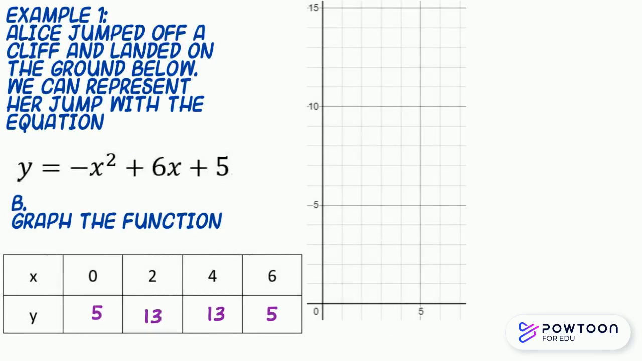Moving on to part B, we've got graph the function. So we're going to use our table of values that we just found to help graph that. So we're going to have a coordinate at (0, 5), and then (2, 13), (4, 13), and (6, 5). The last step is just simply draw a line through your points.